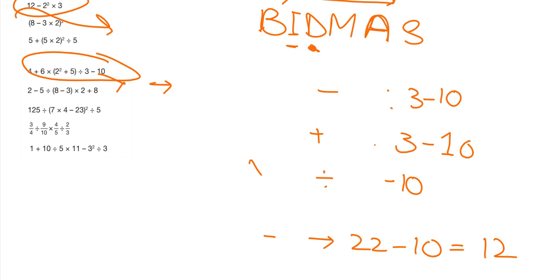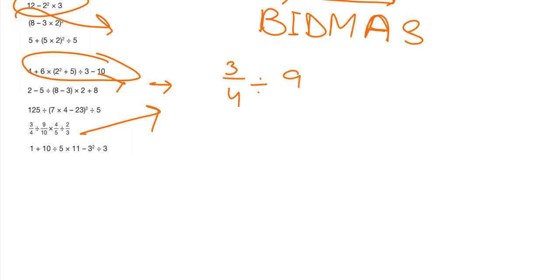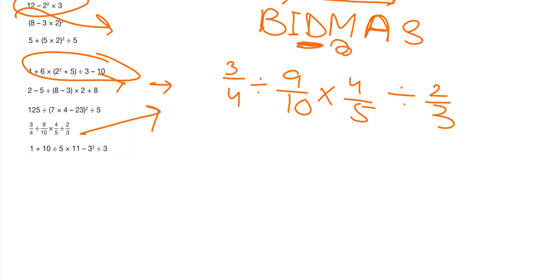Let's check out the fraction values and apply the same order of operations. 3 over 4 divided by 9 over 10 times 4 over 5 divided by 2 over 3. First of all, we have to look forward to the division and then the multiplication. So over here you can see that we'll apply this.